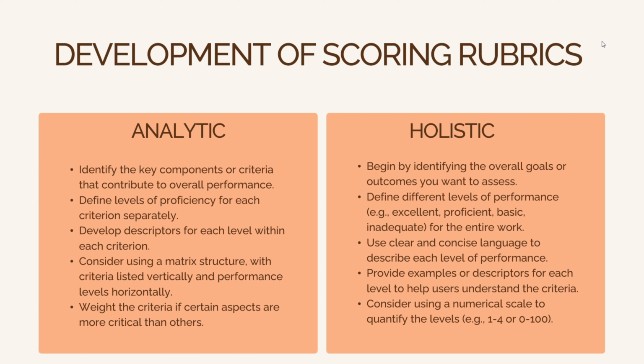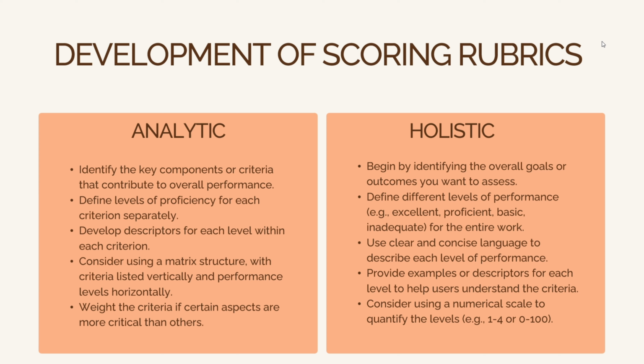In holistic, begin by identifying the overall goals or outcomes you want to assess. Start the development of a holistic rubric by clearly identifying the overarching goals or outcomes you intend to assess. These goals should align with the purpose of the task or project. By understanding the broader objectives, you can create criteria that directly contribute to the achievements of these goals.